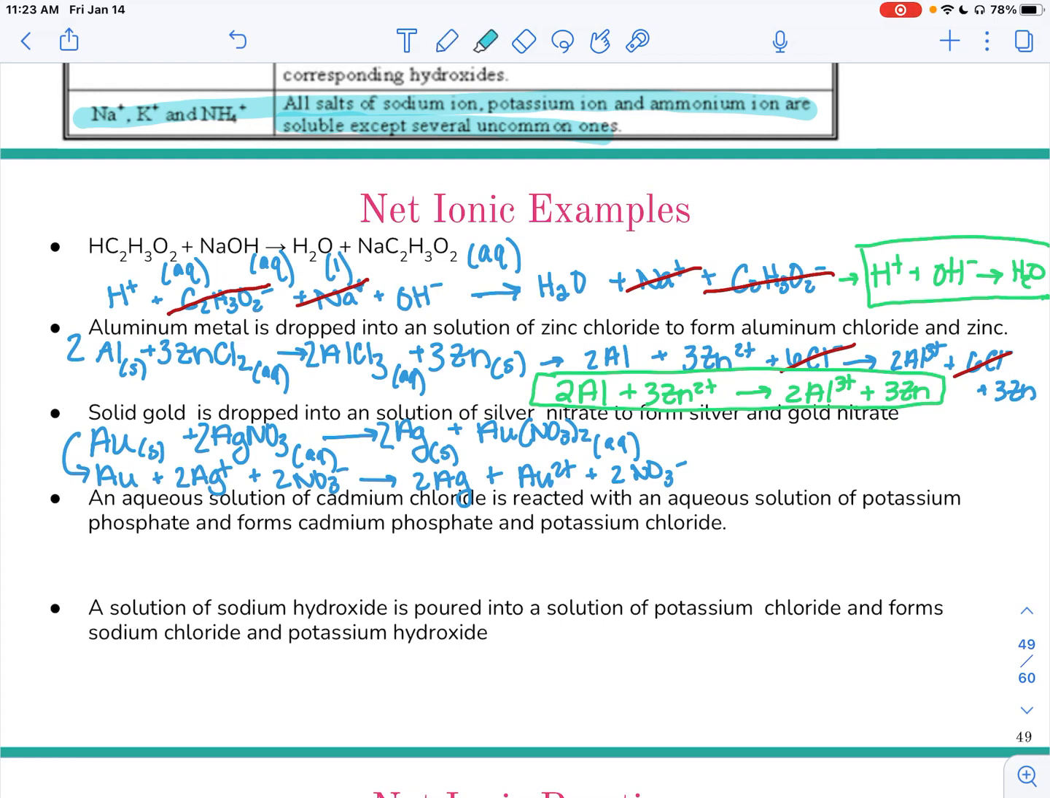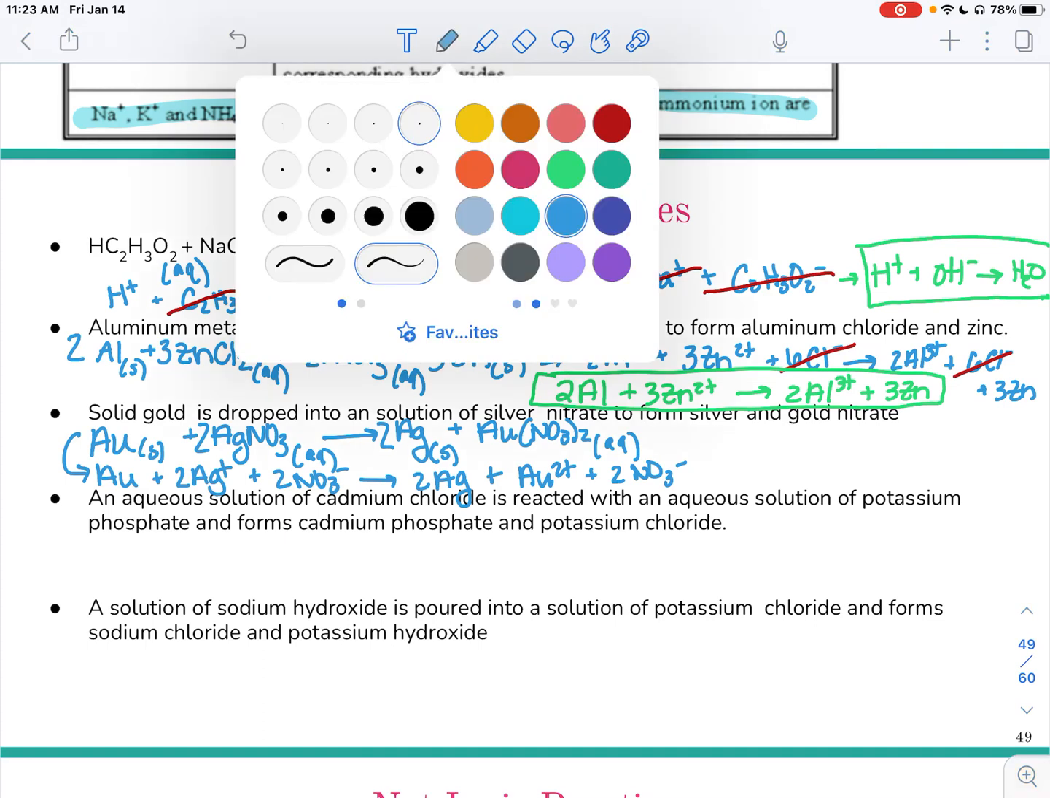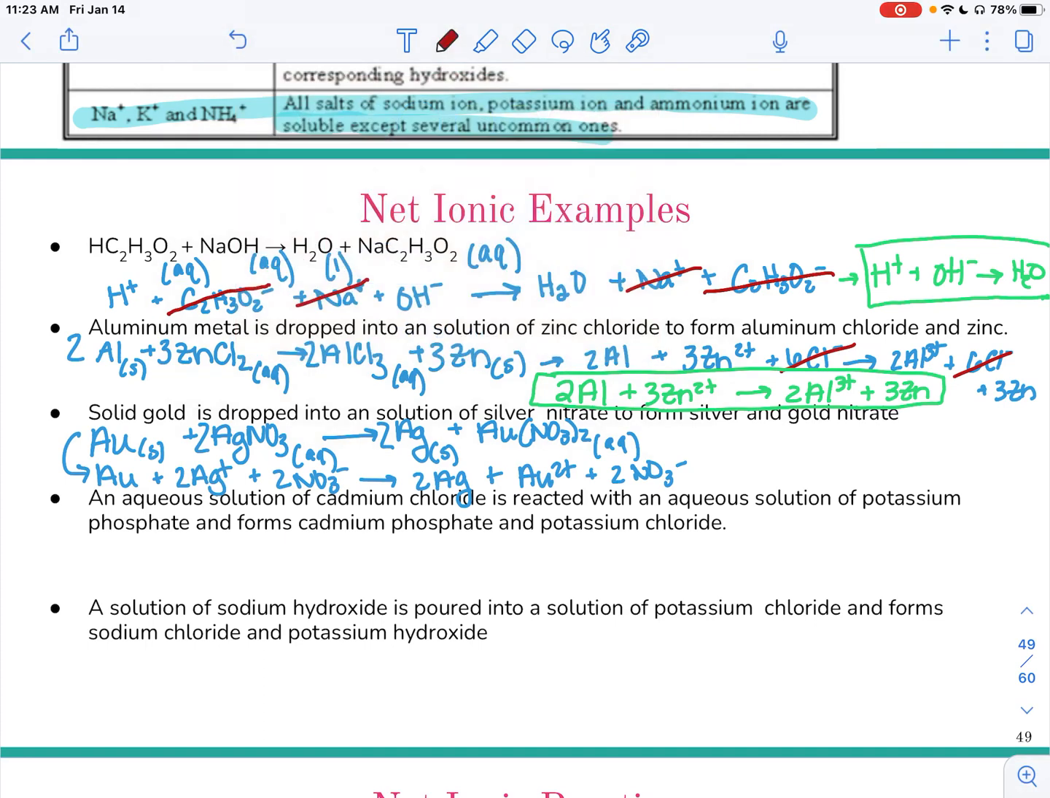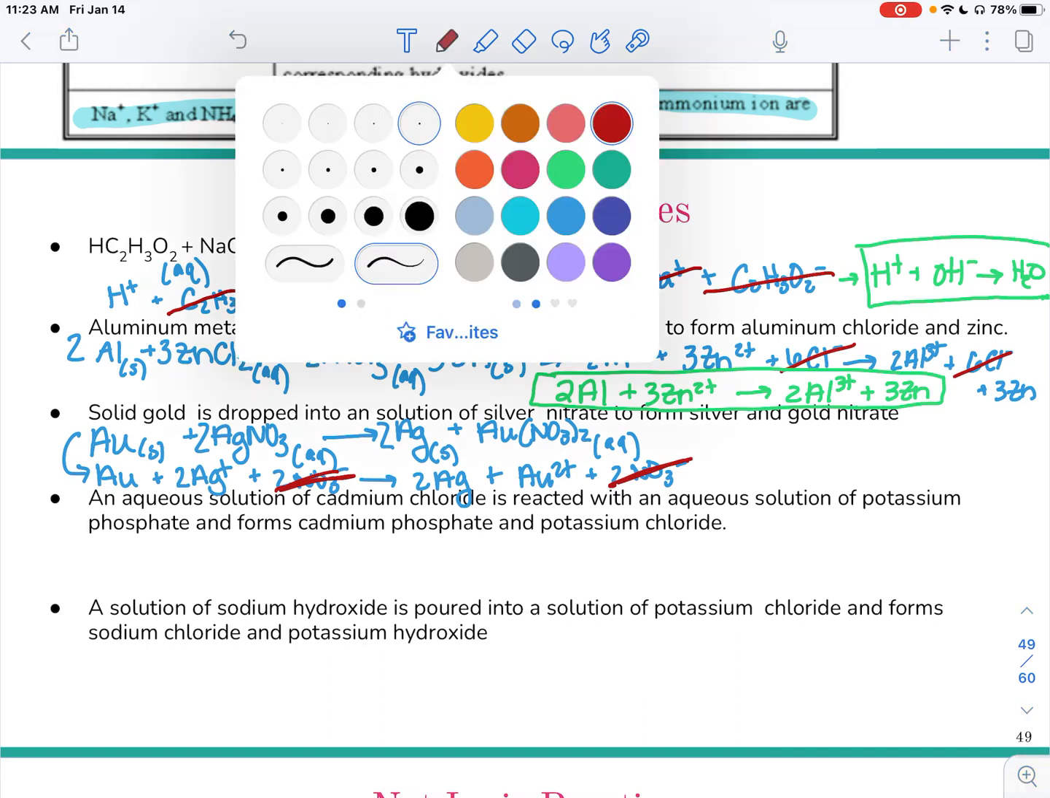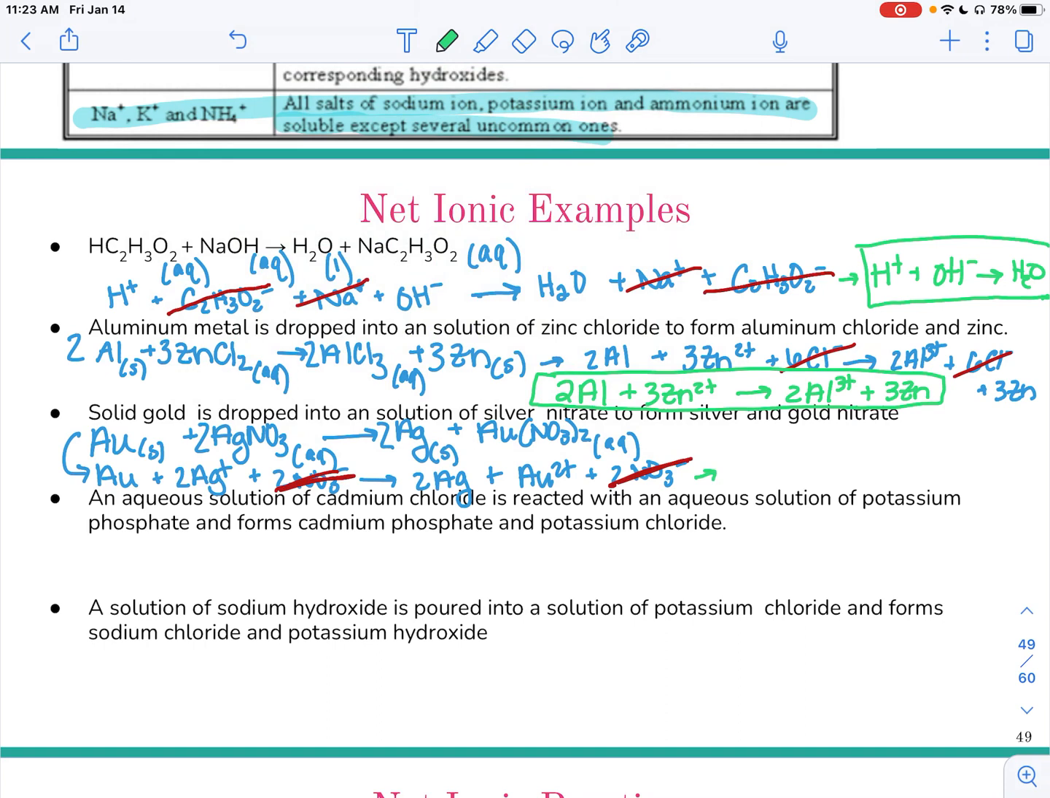So now we can cross out everything that we see on both sides. So that's 2NO3. And then I'll rewrite that in its net ionic form. And you can check to make sure, but it should all be balanced because we paid attention to that.